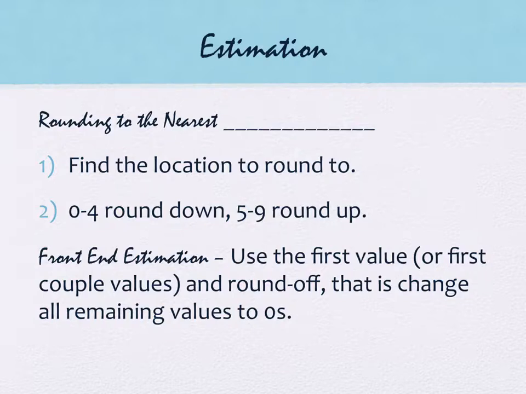That location, if the number after it is a 0 to 4, then you drop everything off at the end, you round down and make all those zeros. If it's a 5 to 9, then you round the next value up. We'll do these in an example in a minute.